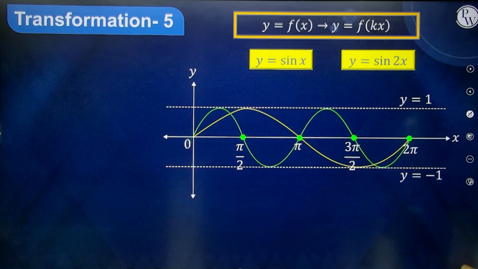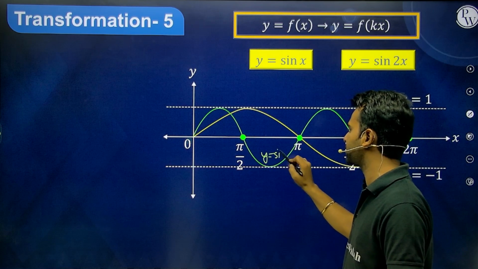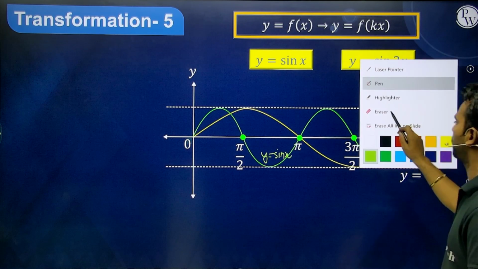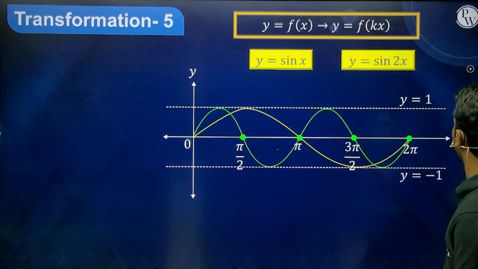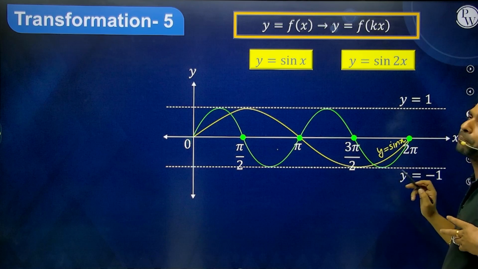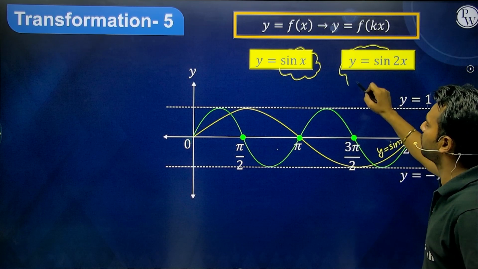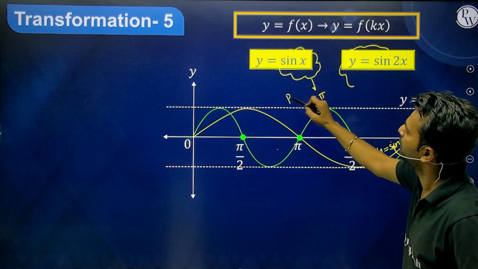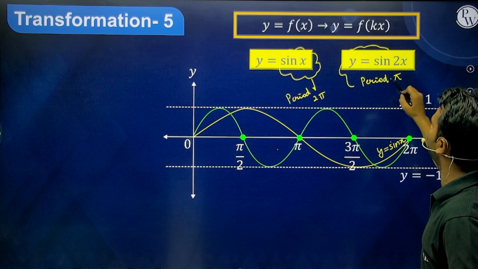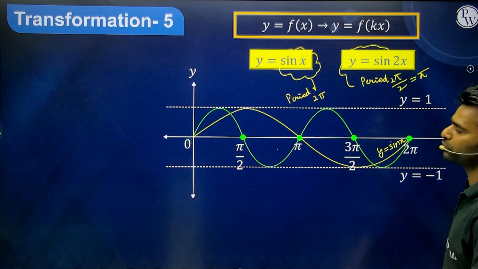Let's talk about this. Let's say I have been given the graph of y equal to sin x. Obviously we can see that this yellow one is the graph of y equal to sin x. Yes or no? I hope you might have studied about periods. So the period of this expression is 2 pi, and the period of this is going to be 2 pi by 2, that is, we divide by the coefficient of x. So that's why it comes out to be pi only. So the period has been reduced.